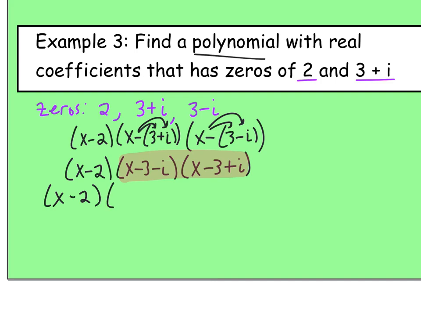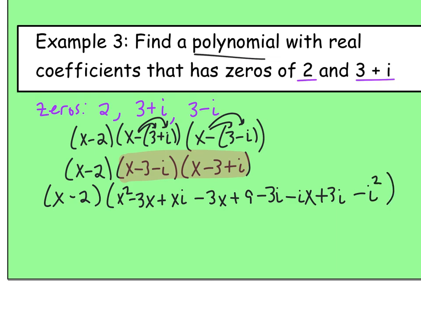So it's a big distributing problem. I'm going to distribute the x times everything in the right parentheses. So x squared minus 3x plus x times i. Now I will distribute the minus 3 to everything. So minus 3x plus 9 minus 3i. And then finally I'll distribute the minus i to everything. Minus ix plus 3i and minus i squared.